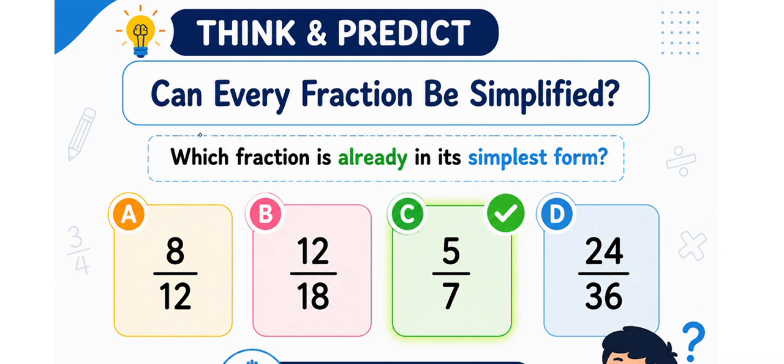Okay. So let's start with the question, think and predict. Tell me, can every fraction be simplified? Okay, so let's see a question. Which fraction is already in its simplest form? A: 8 upon 12, B: 12 upon 18, C: 5 upon 7, or D: 24 upon 36.